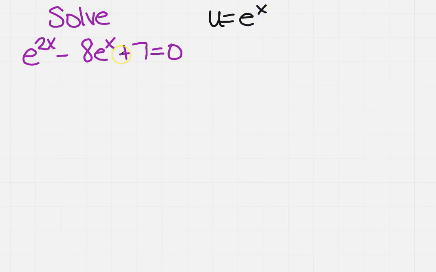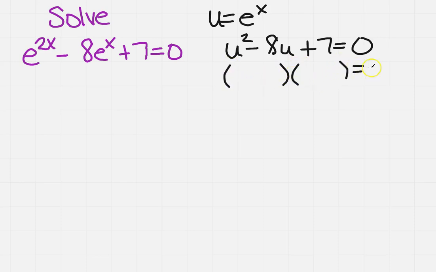Well, if I did that, this equation would become u squared minus 8u plus 7. Wow, now that looks way easier, right? So if I did that, I could factor that. I'm looking for the factors of 7 that add up to 8. Well, that's 7 and 1.